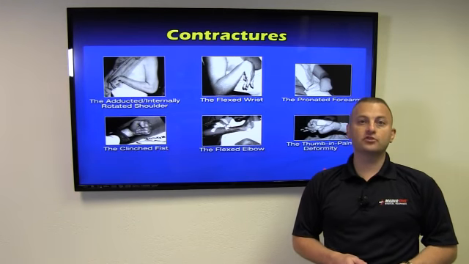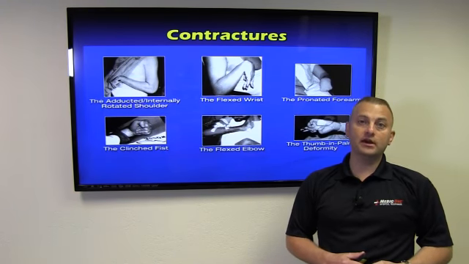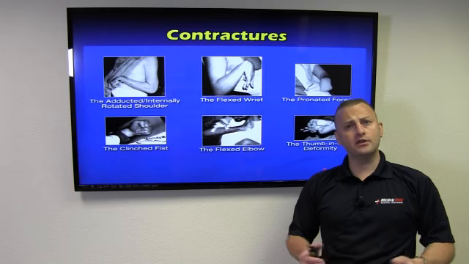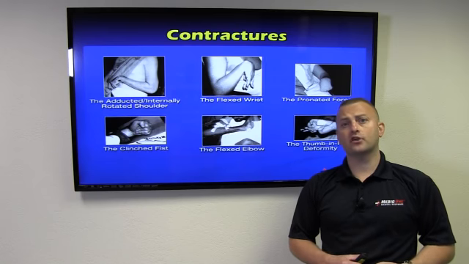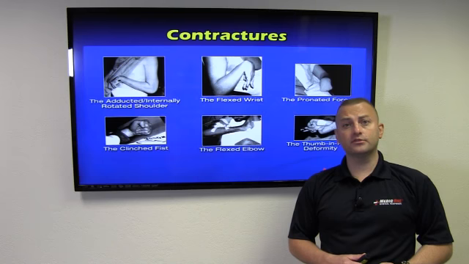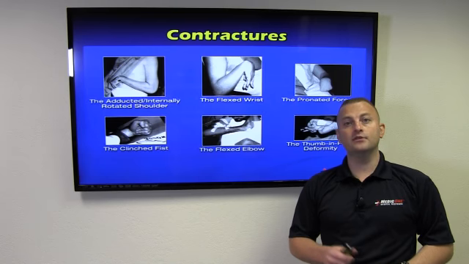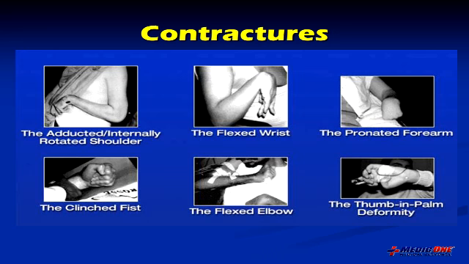We also need to look at contractures. Many times we encounter patients that have contractures, but a lot of us fail to realize what causes contractures. Contractures are neurological deficits. And when neurological deficits are present, that needs to be documented and very well described in your patient care report. Contractures can be described as adducted, internally rotated shoulders, flexed wrist, pronated forearm, clenched fist, flexed elbow, and thumb and palm deformity.